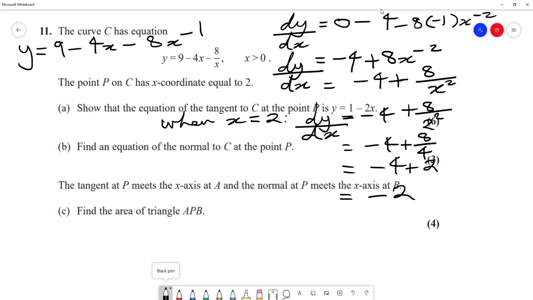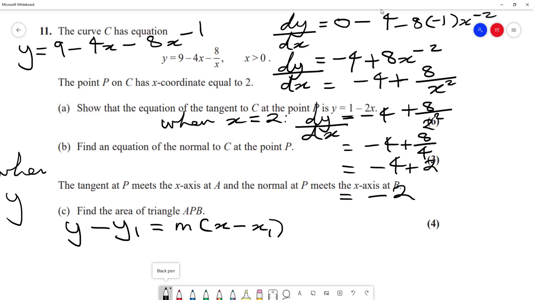Now at A level, the formula we use is the following: y minus y1 equals m times x minus x1. This is the formula for the equation of a line that we use at A level. Now we need to work out what the y coordinate is. I can work out what y is when I substitute x back into the equation of the curve. So now I need to work out the y coordinate when x equals 2.